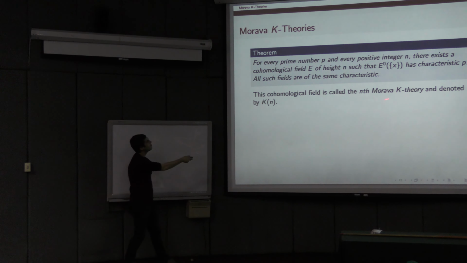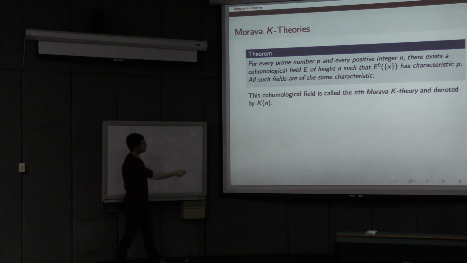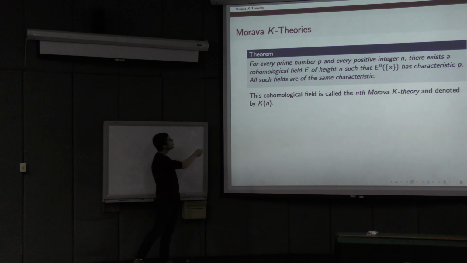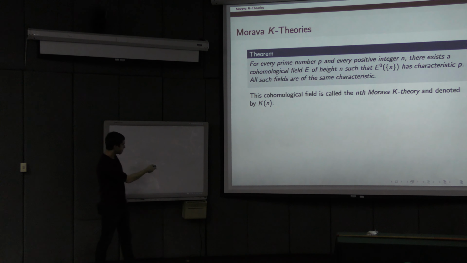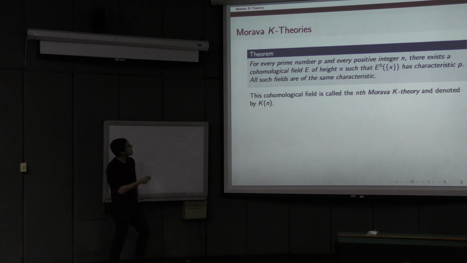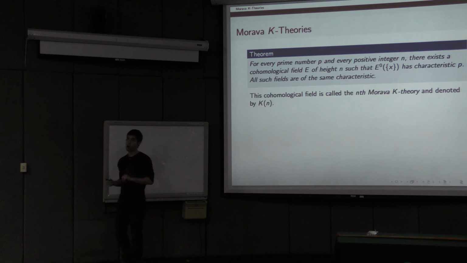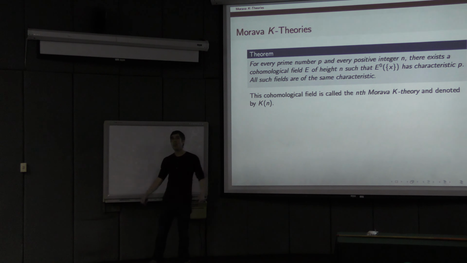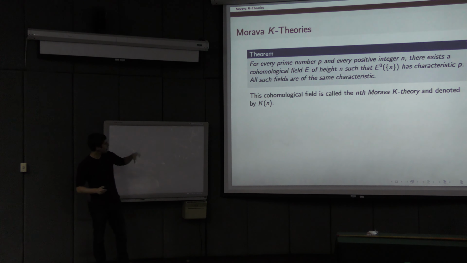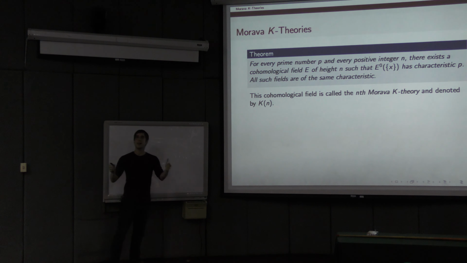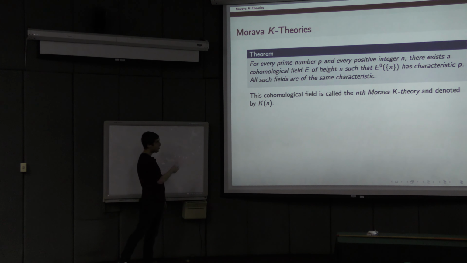So this cohomological field that's referred to in this theorem is called the nth Morava K theory. It's typically denoted by K(n), although really it depends not just on n, but also on a prime number p that's typically omitted from the notation. This theorem really has two parts. There's an existence statement, where to prove that, you want to construct some cohomology theories, and then a uniqueness statement, which tells you that you in some sense made them all. The existence statement is due to Jack Morava, using earlier ideas of many other mathematicians, but these cohomology theories are named after him.